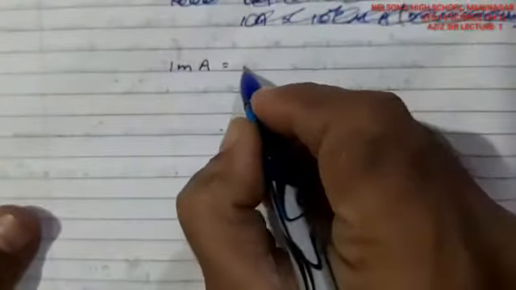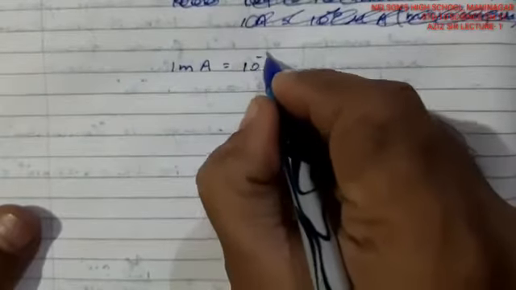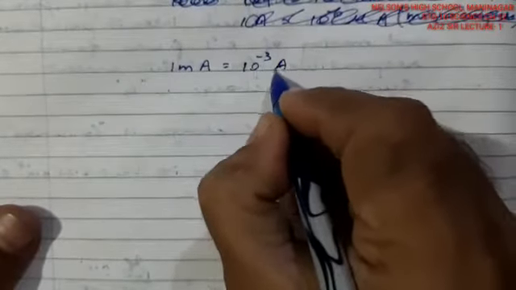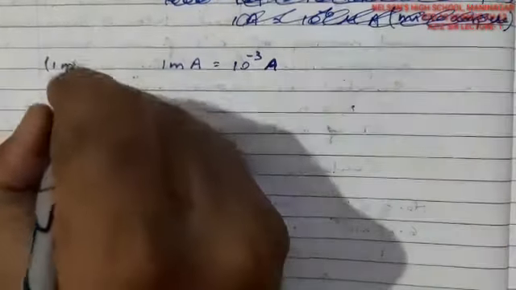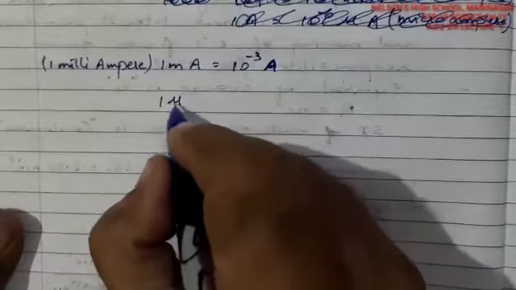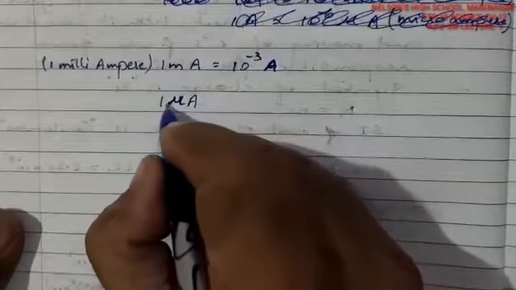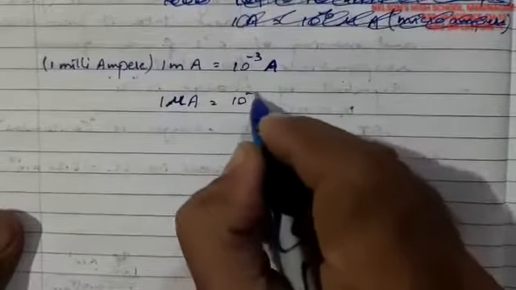Furthermore, we can understand it in terms of milliampere and microampere also. Now what is 1 milliampere? 1 milliampere is equal to 10 raised to minus 3 ampere, that is, a 1000th part of an ampere is 1 milliampere. In a similar manner, 1 mu A, this symbol is called mu, is equal to 10 raised to minus 6 ampere.